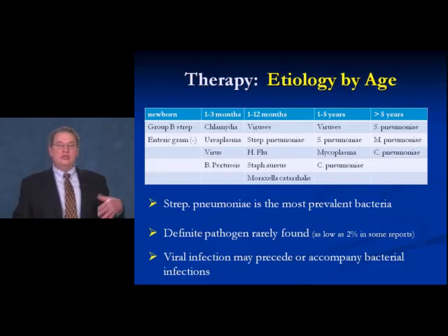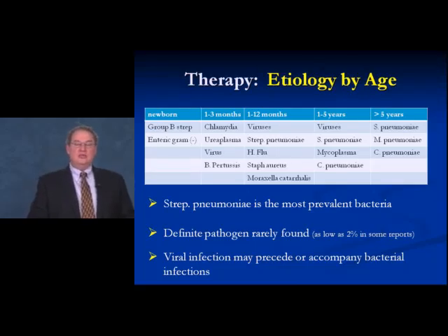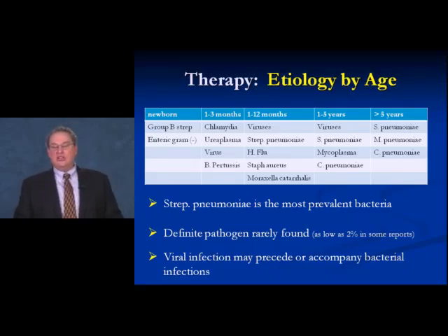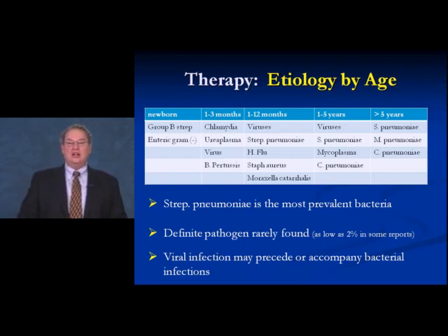Important before moving on to therapy is to consider the age of the patient, because the organisms that cause the pneumonia vary based on age. Although you can see that strep is the most prevalent bacteria in many of the age groups, here in the 1 to 12 month group, 1 to 5, and here in those children who are greater than 5 years of age. However, a definite pathogen is rarely found. This is as low as 2% in some reports. And again, important to remember that viral infection may precede or accompany a bacterial infection.